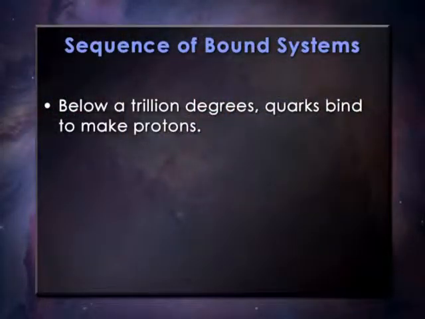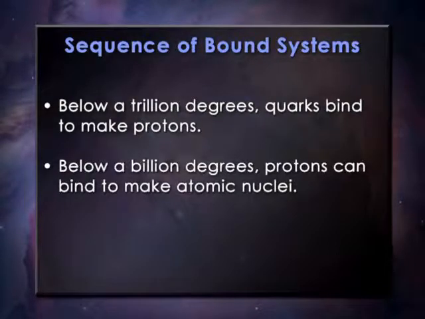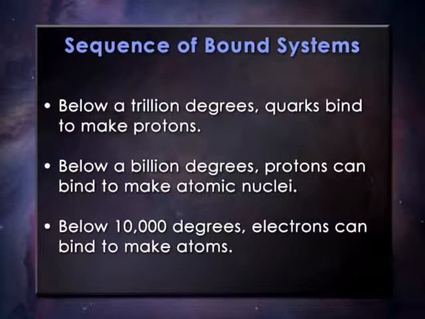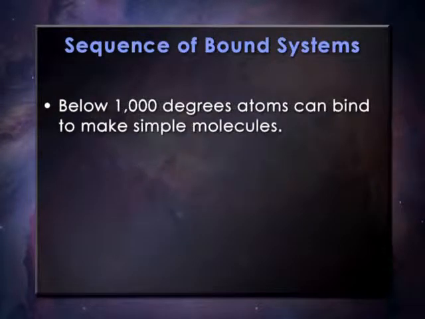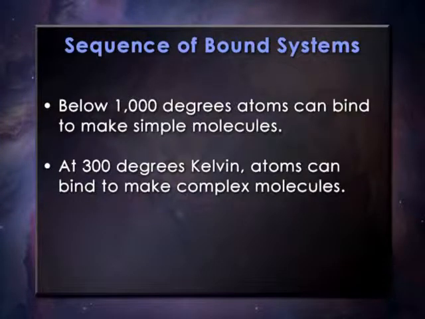Now, when you think about it, this is the first of a whole sequence of bound systems that get built up as the universe cools and ages. So below 1 trillion degrees, quarks bind to make protons. Below 1 billion degrees, protons can bind to make atomic nuclei. Below 10,000 degrees, electrons can bind to make atoms. Below 1,000 degrees, atoms can bind to make simple molecules. And at 300 degrees Kelvin, room temperature, atoms can bind to make complex molecules.